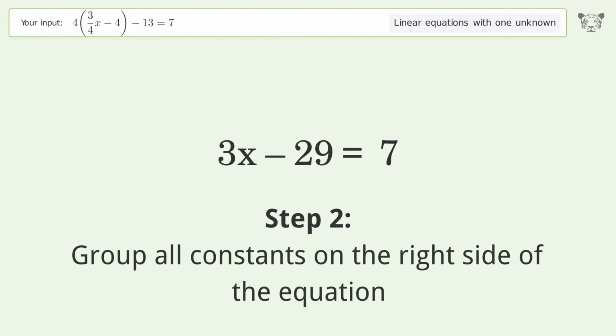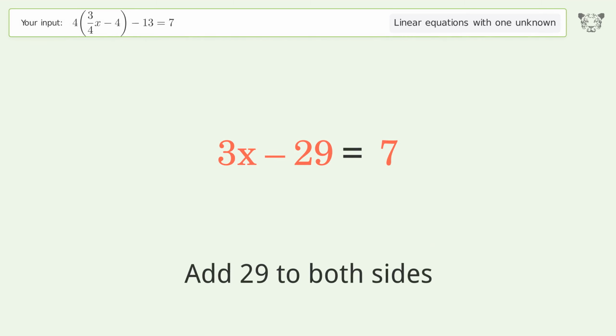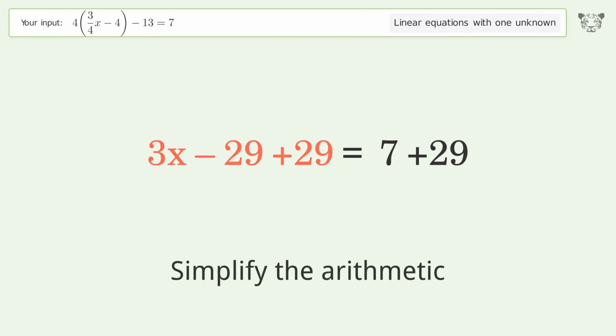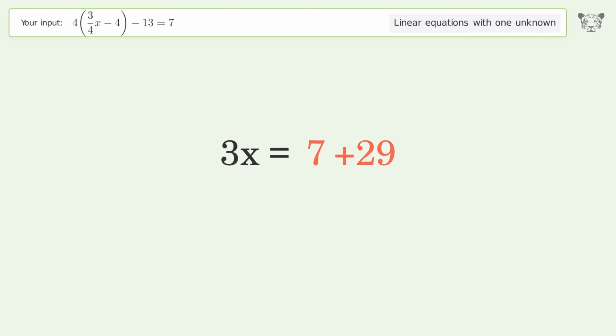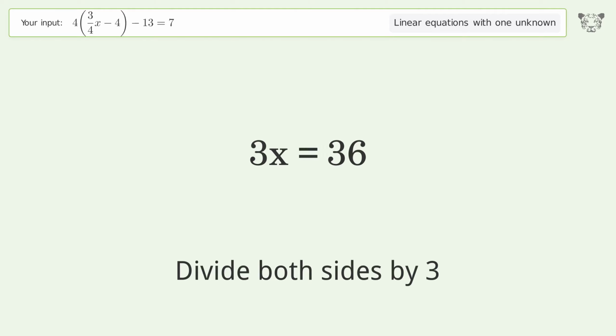Group all constants on the right side of the equation. Add 29 to both sides. Simplify the arithmetic. Isolate the x. Divide both sides by 3.